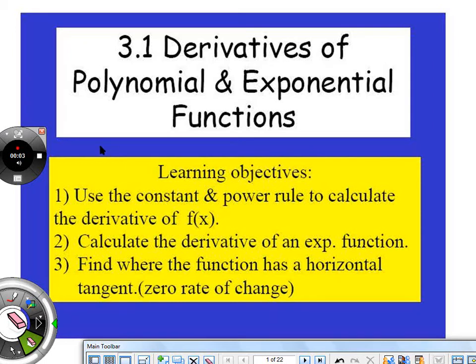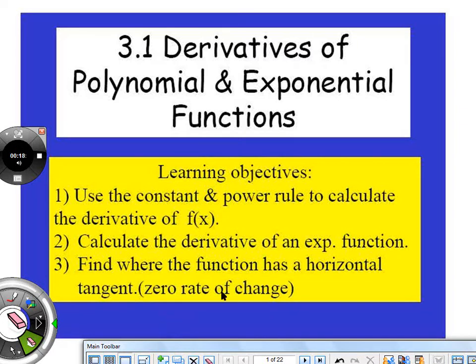Alright, so this is chapter 3. We get into derivatives, or at least shortcuts of derivatives and different rules. So 3.1, derivatives of polynomial and exponential functions. There are the learning objectives.